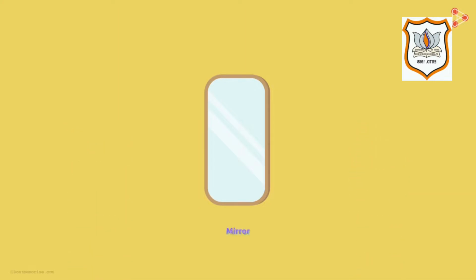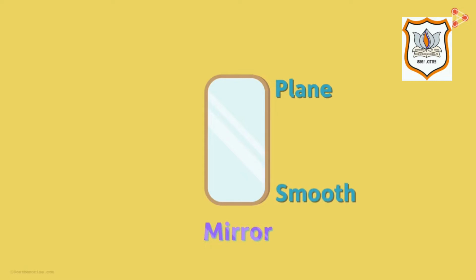What you see on your screen is a mirror. It has a plane and smooth reflecting surface on one side. It's called a plane mirror because its reflecting surface is flat.